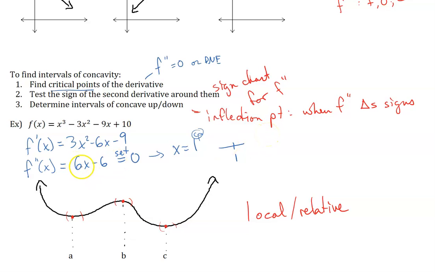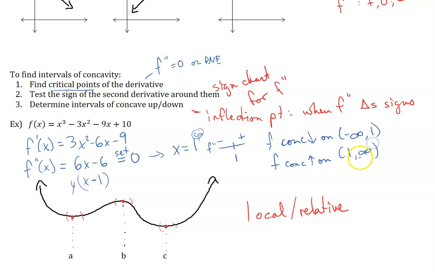Okay, so I'm looking at this. And really you could divide by 6 and say we're just looking at the factor x minus 1, or get rid of it completely. To the left of 1, we've got a negative. To the right of 1, we've got a positive. So let's label our sign chart here. f is concave down on negative infinity to 1, and f is concave up on 1 to infinity.